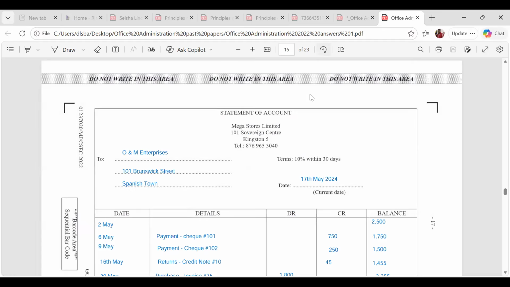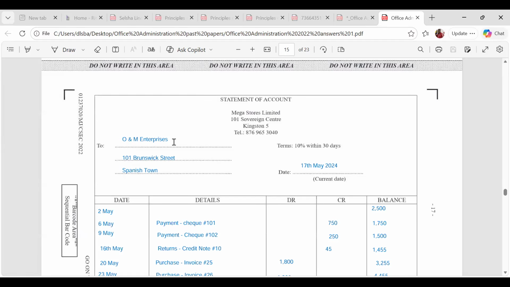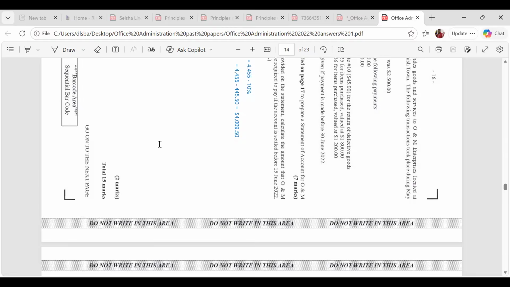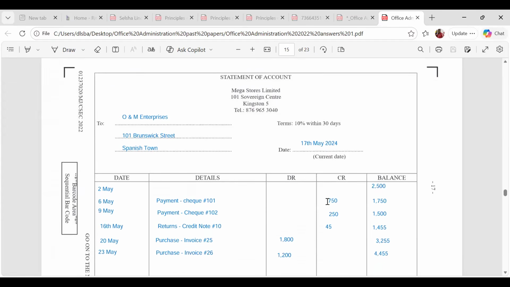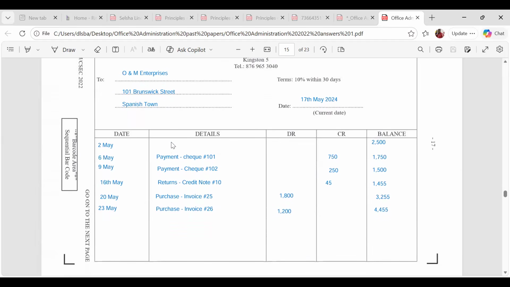I'll just rotate it. So name of the customer. The date was the current date. So they start off with the balance, 2,500. And then they made two payments, which would have reduced their balance, and then they returned the good. So if they return the good, they no longer owe for that good. So that would have reduced their balance as well.